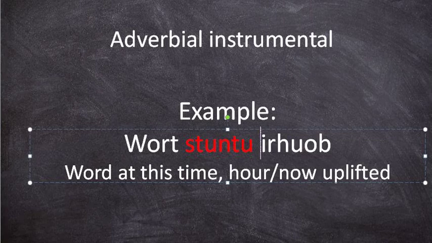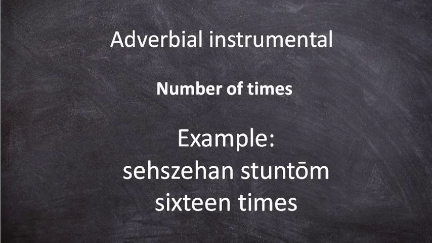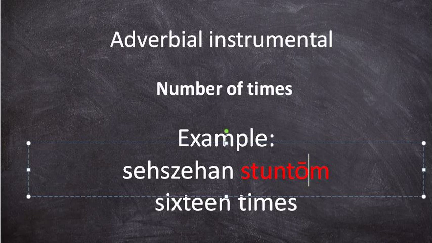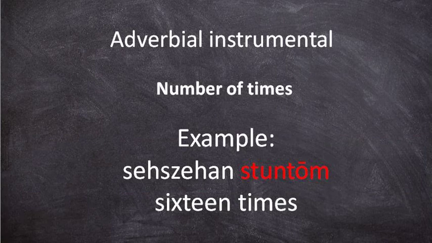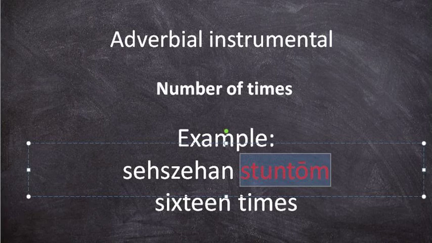Moving on. Here we have the instrumental used adverbially, but in the context of number of times. So, he did this three times, he did that five times, but here we have sechzehan stundum, so 16 times. What is in the instrumental here? On the surface, it's the plural dative, but it's used instrumentally and adverbially here. That's something to bear in mind. So number of times, stundum, plural dative. Our example here is 16 times, sechszehan. That's a bit of a mouthful already. So 16 times is our instrumental, but on the surface dative, because instrumental merged with dative. Pretty straightforward. Moving on.